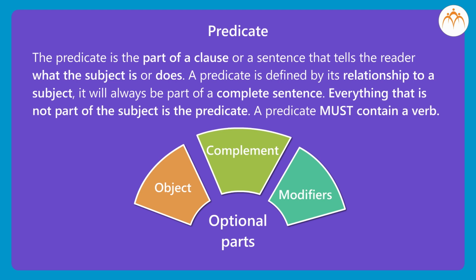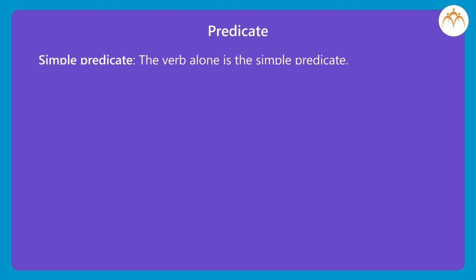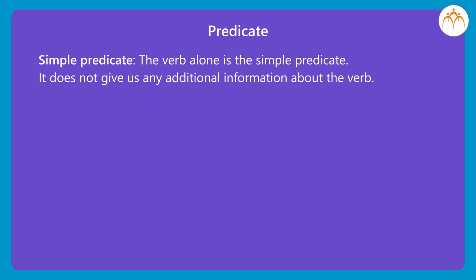There are 3 types of predicates in all, although they are not mutually exclusive. Simple predicate. The verb alone is the simple predicate. It does not give us any additional information about the verb. Example, the baby is sleeping.